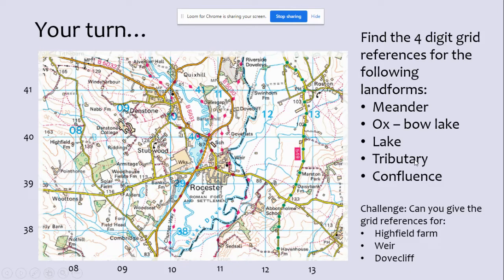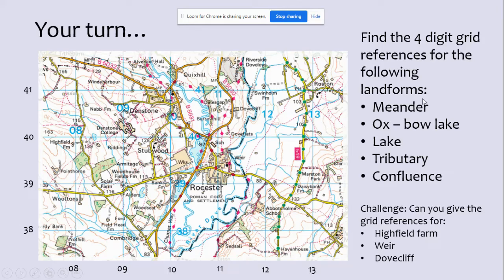Just a reminder, a tributary is a smaller river that feeds into a bigger river. For example, we can see here the River Dove is feeding into the river here, into the Derwent. Then we can see all these other smaller tributaries. A confluence is like this. It's the point where two rivers meet, like that. We can see another confluence there and there. We can see a lot of them. So that's what they are.